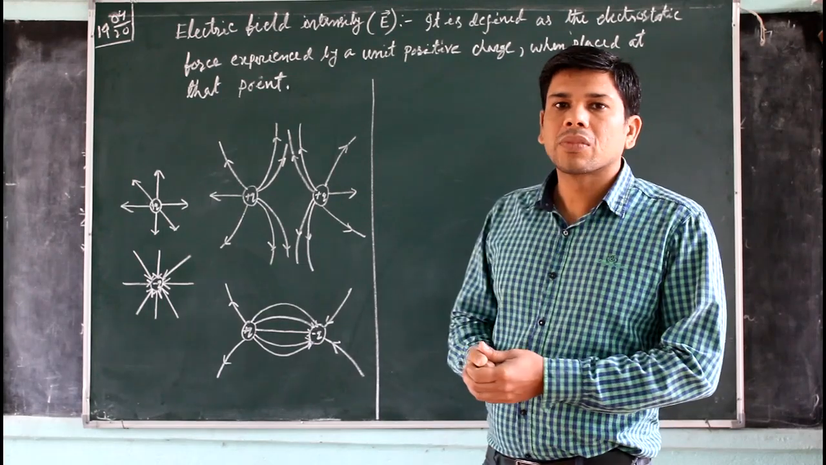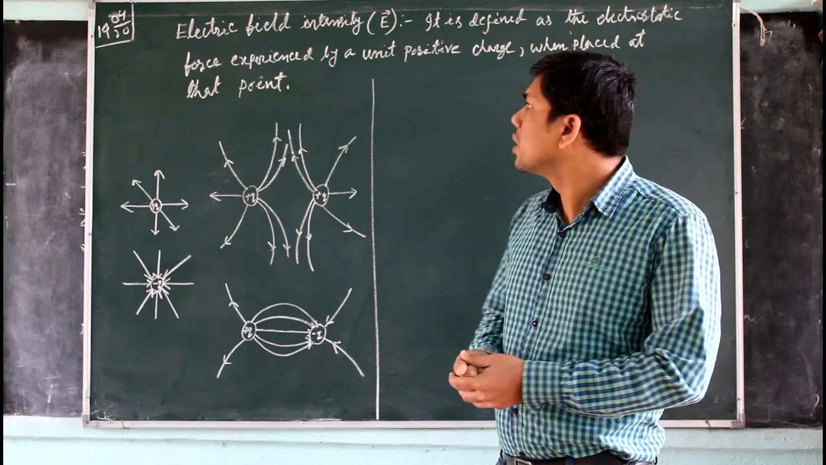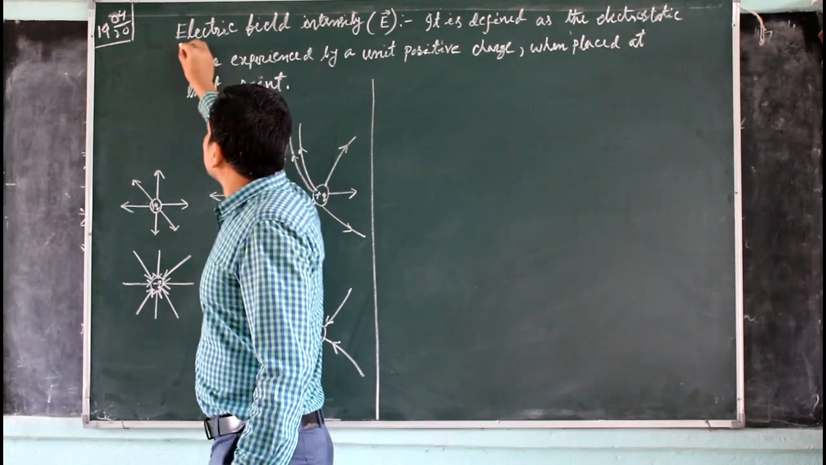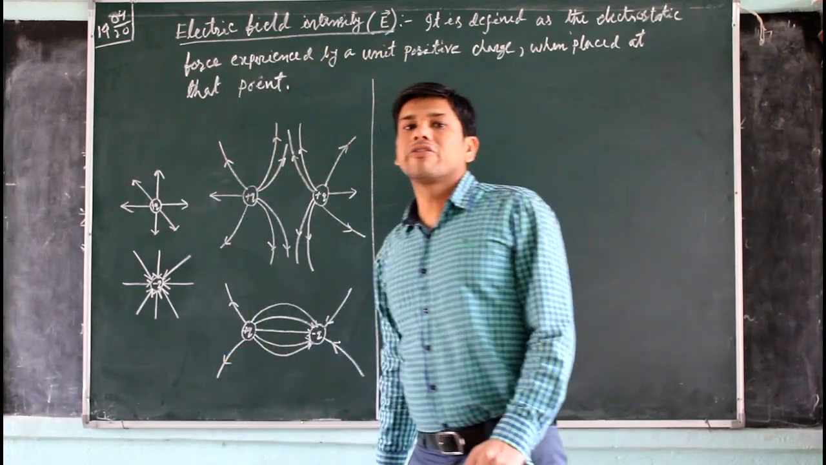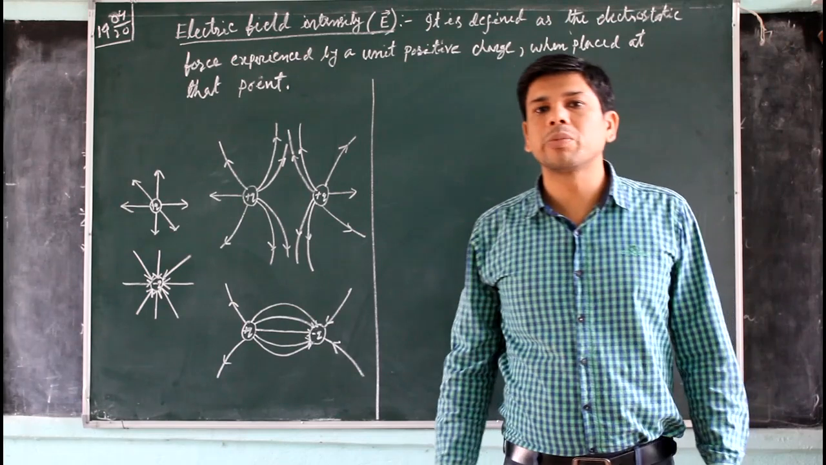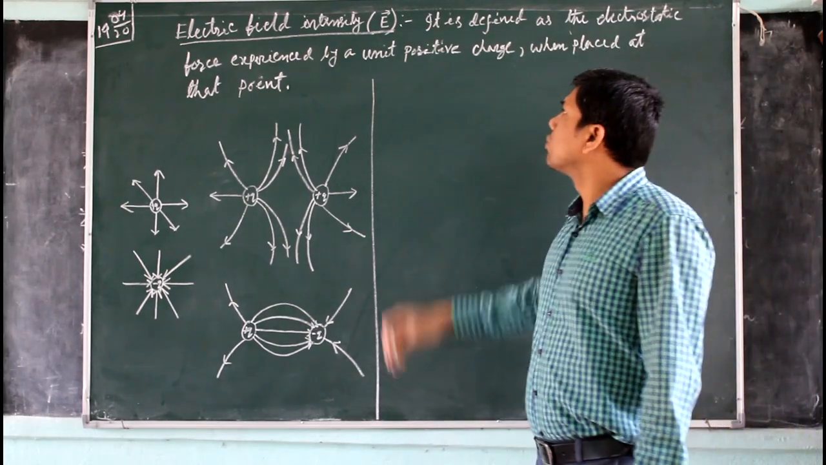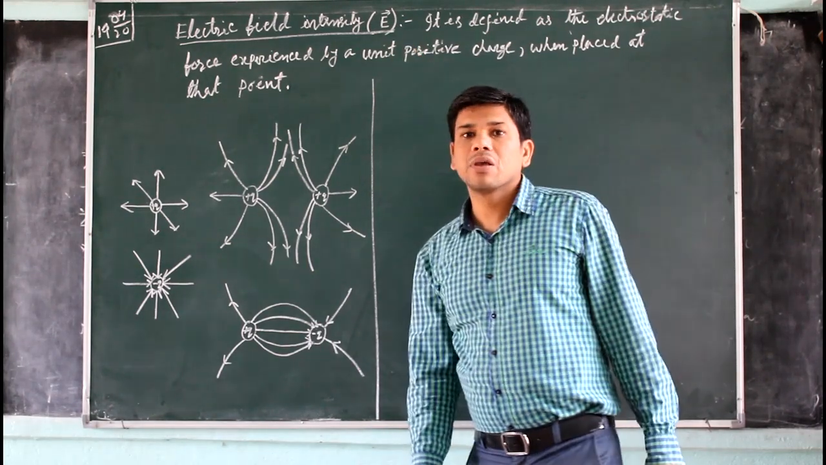Now today in electrostatics, the next topic is electric field intensity. It is also called electric field or electric field strength. It is denoted by capital E. It is a vector quantity, so it is denoted by vector E.